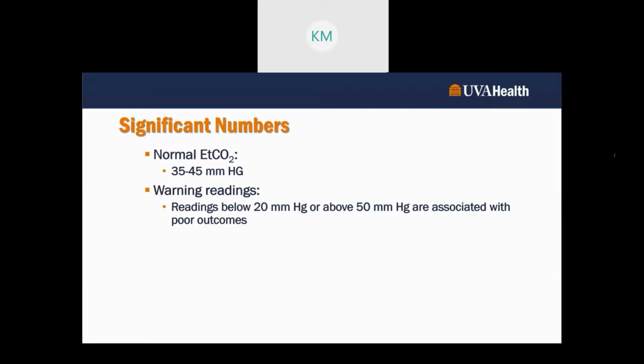So these are things you want to keep in mind. These are kind of your normal numbers. Readings below 20 or above 50 are associated with poor outcomes. I really don't want my patients to have these extremes in this range here.